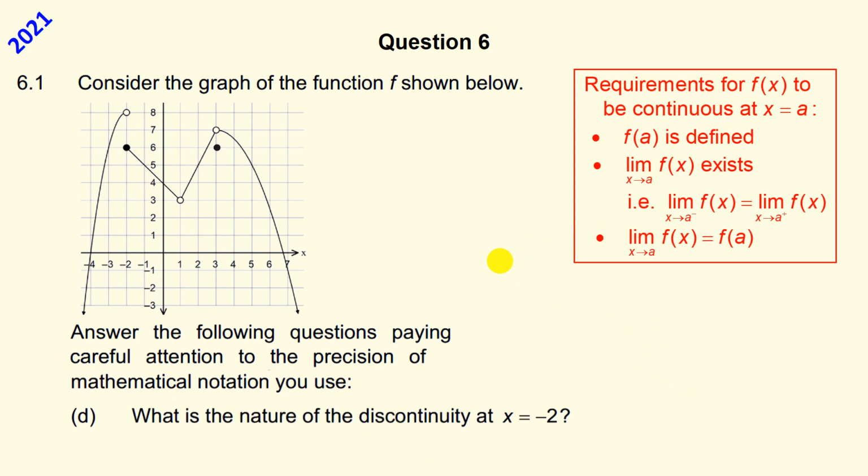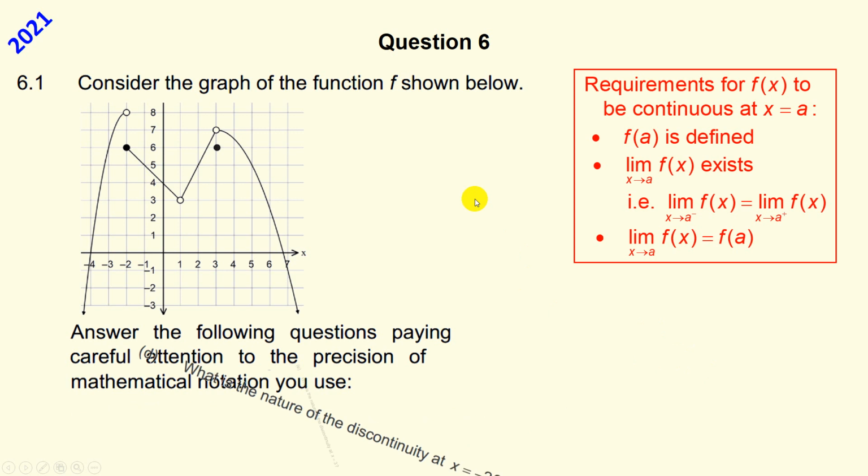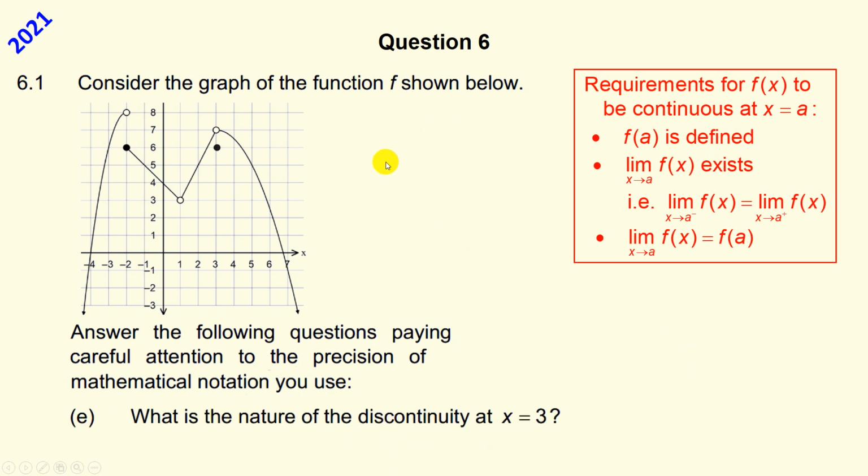What is the nature of the discontinuity at minus 2? Well, have a look. It goes to there, then it jumps down to there. So exactly, it's a jump discontinuity. What is the nature of the discontinuity at x equals 3? Well, it would be continuous if only we could replace that point there. So it's a removable discontinuity.